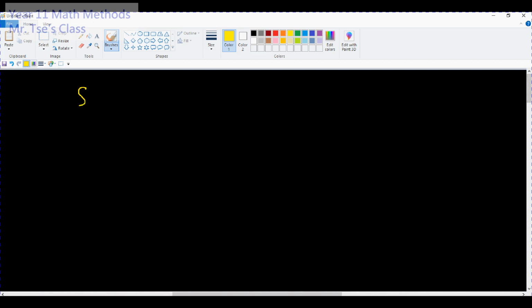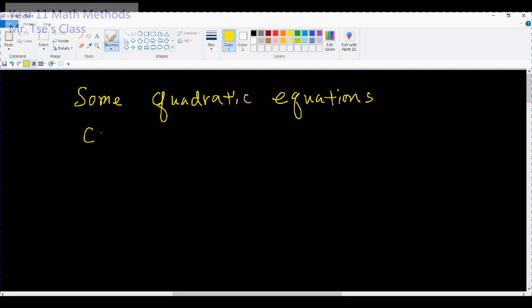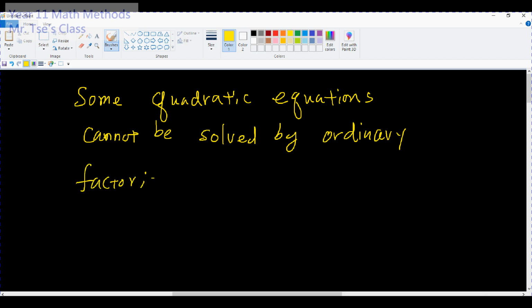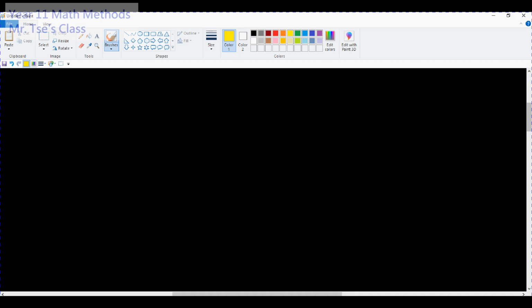Okay. So some quadratic equations cannot be solved by, let's say, ordinary factorization methods. So that means some quadratic equations just can't be factorized in a normal way. Okay, let me give you one example for that.